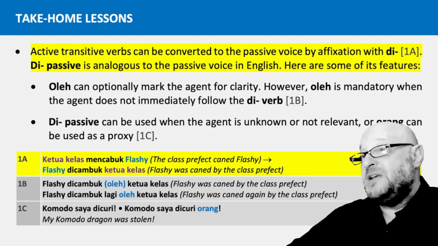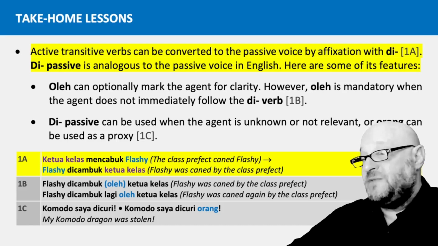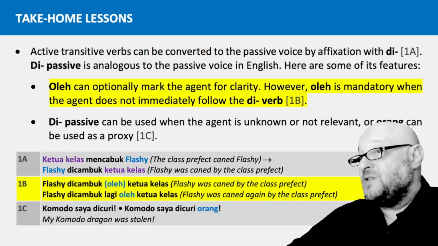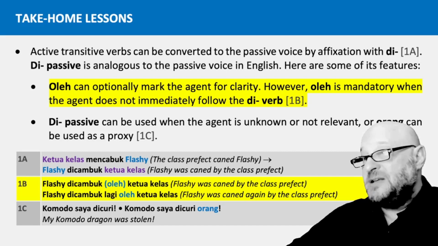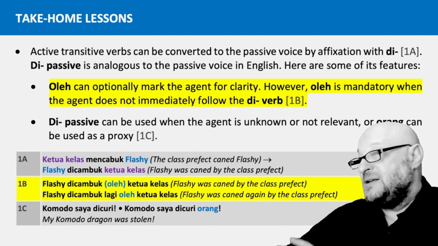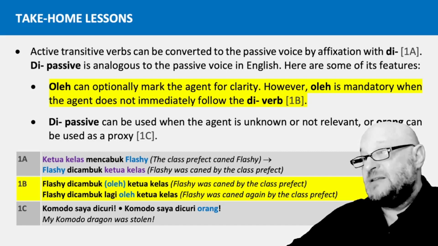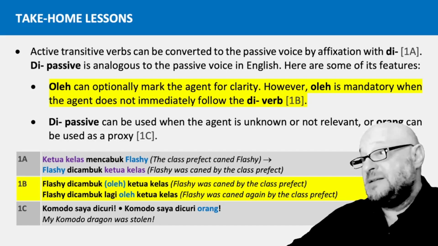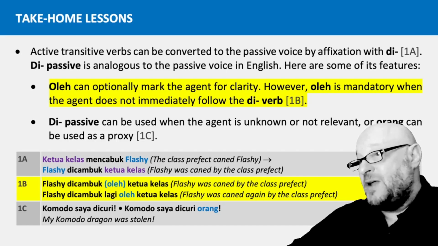Di- passive is analogous to the passive voice in English. Here are some of its features. Oleh can optionally mark the agent for clarity. However, it's mandatory when the agent does not immediately follow the di- verb. Example 1b, Flashy dicabut ketua kelas. Flashy was caned by the class prefect. And the sentence, Flashy dicabut lagi oleh ketua kelas. Flashy was caned again by the class prefect.